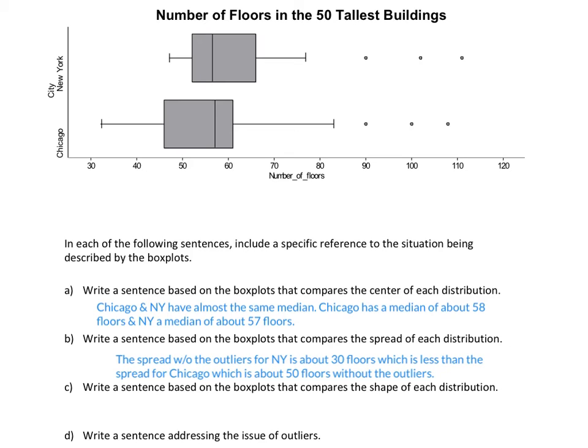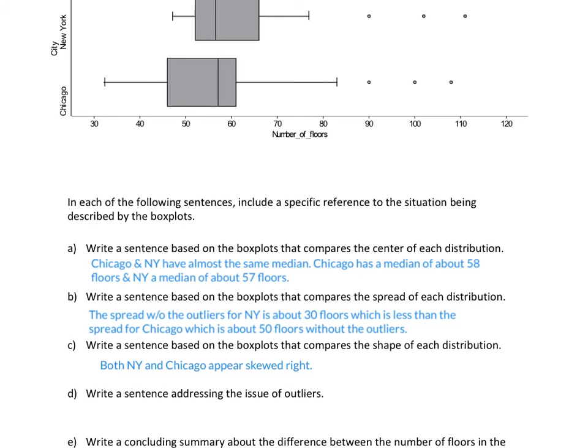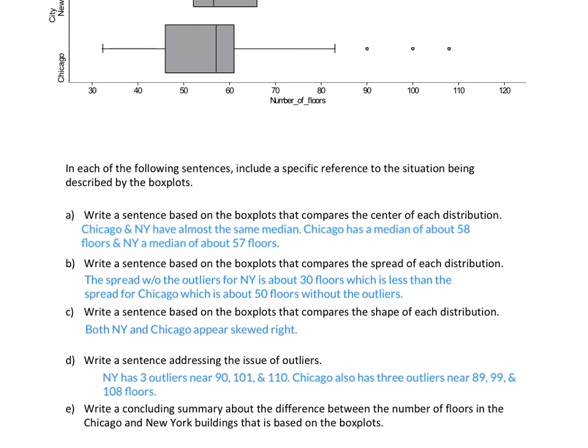Next, I want you to write a sentence based on the box plots that compares the shape of the distribution. Hopefully you recognize that both the shape of New York and Chicago appear skewed to the right. Now I want you to write a statement addressing the issue of outliers. So something along the lines that New York has 3 outliers near 90, 101, and 110 floors. And Chicago also has 3 outliers near 89, 99, and 108 floors.